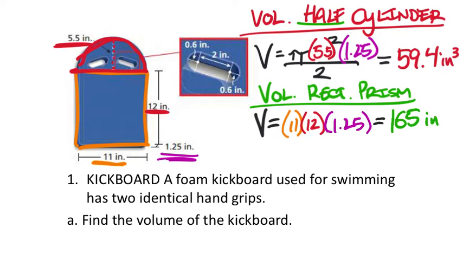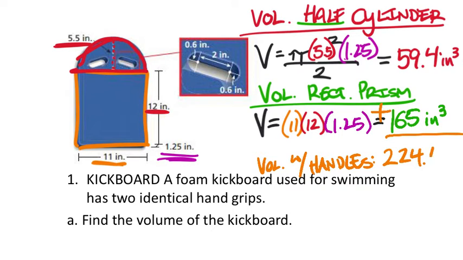Again, that's in inches cubed. So if I wanted my full volume of this shape. Now this is the volume with the handles, right? If the handles were filled, this would be the volume. So I take these two values and I'm just going to add them together. 59.4 plus 165, enter, and I get 224.4 inches cubed.